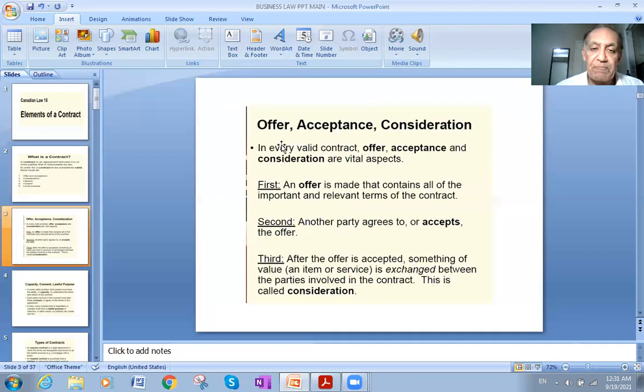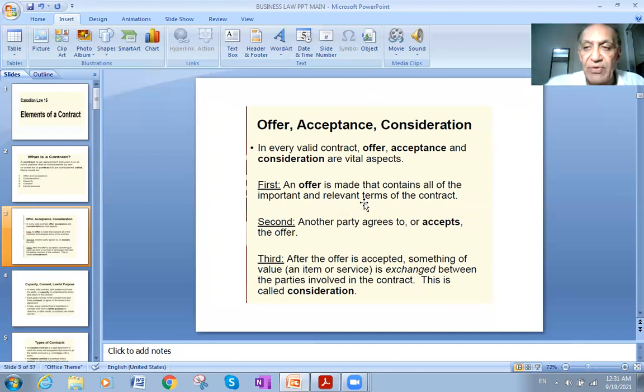Okay, let us see. Offer, acceptance, and consideration. In every valid contract, offer, acceptance, and consideration are vital aspects. They must be there. Those three must be there. First, an offer is made that contains all of the important and relevant terms of the contract. So the offer, including everything, is made and contains all of the important and relevant terms of the contract.